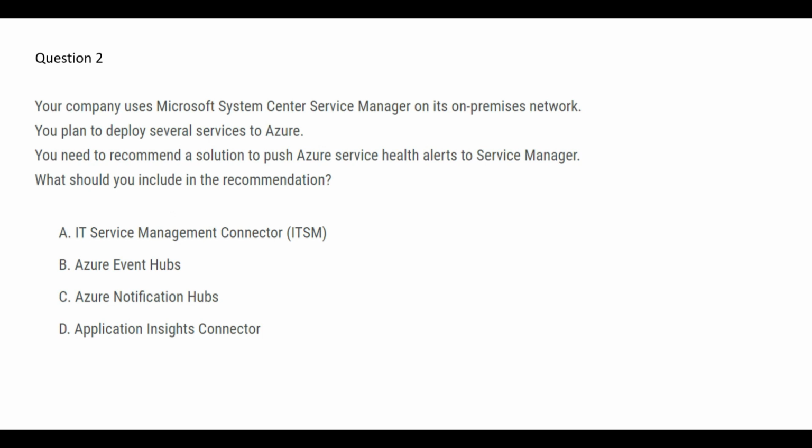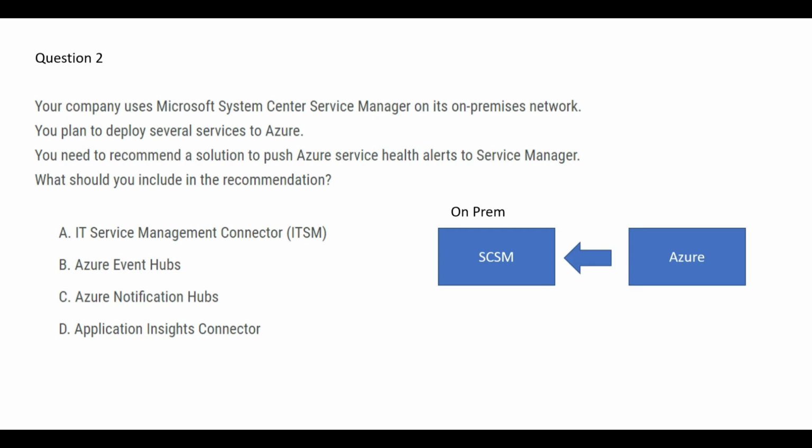Now what it is saying is it has a Microsoft System Center Service Manager on the on-premises network, and you plan to deploy several services to Azure. You want to recommend a solution to push Azure Service Health Alerts to Service Manager. So what is Service Manager? You have SCSM on-prem, and you have to push the Azure Service Health Alerts to this SCSM Service Manager. Now what to do out of these options?